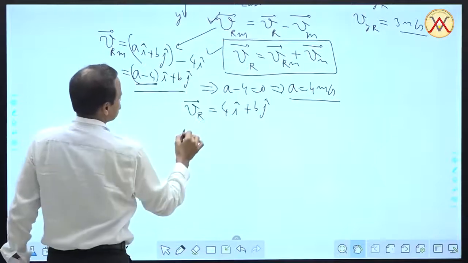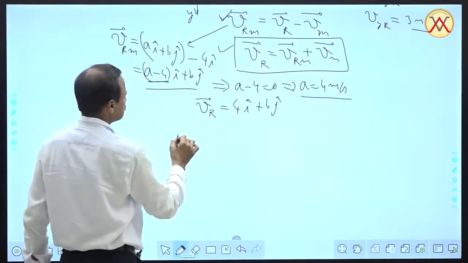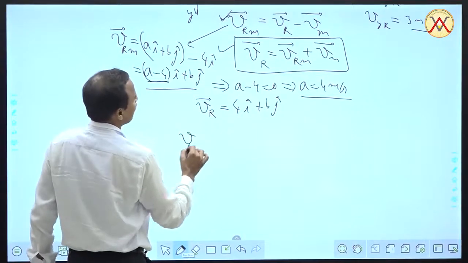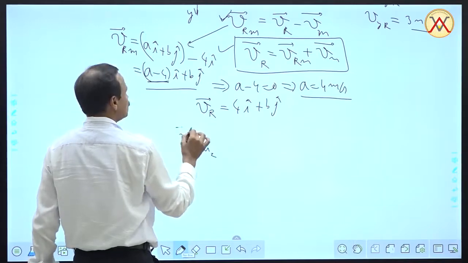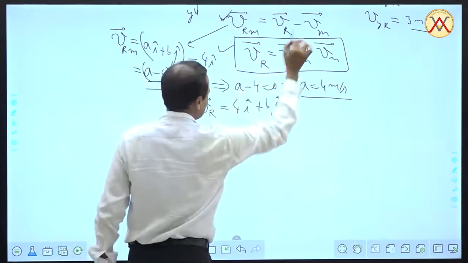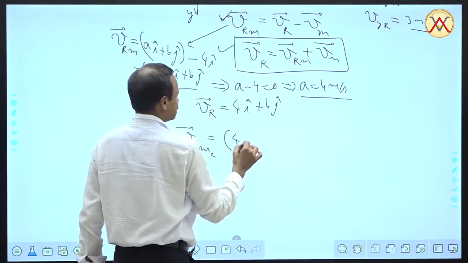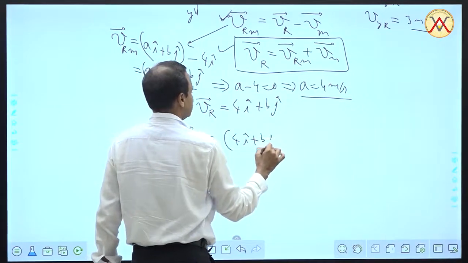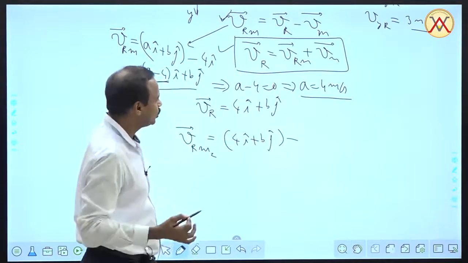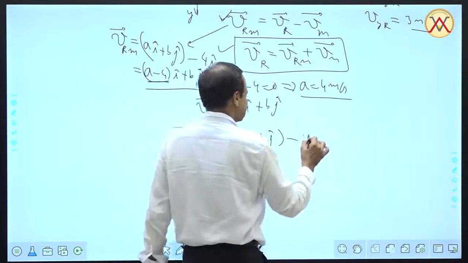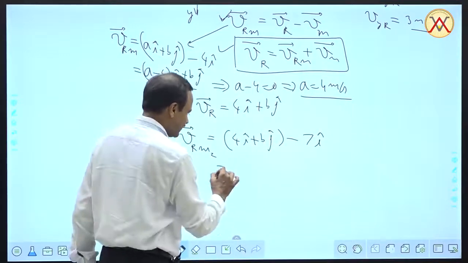So for case 2, VRM2 I will write as VR minus VM, out of which VR I know. VR is 4 i cap plus B j cap, minus how much is VM2? VM2 was 7 i cap. Okay, so let's simplify this.